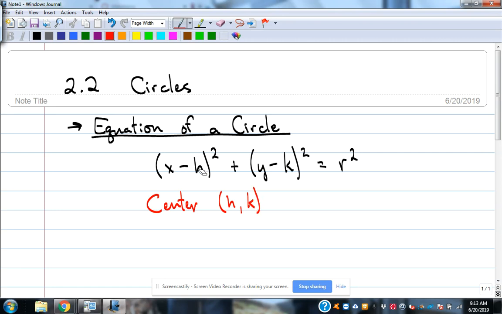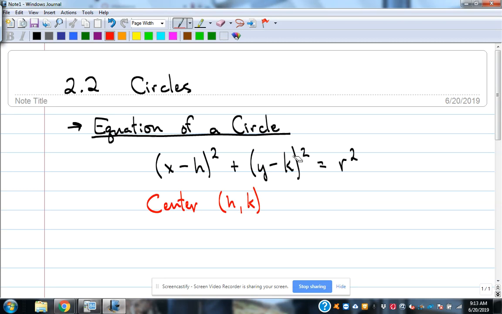Notice how both of these are in parentheses and it's a minus sign in there. So you're always going to take the opposite of what's in there. If it's x minus 3 for the H part, you're going to pull out a positive 3. If it's x plus 3, you're going to pull out a negative 3. So you always take the opposite. Same thing on the K here.